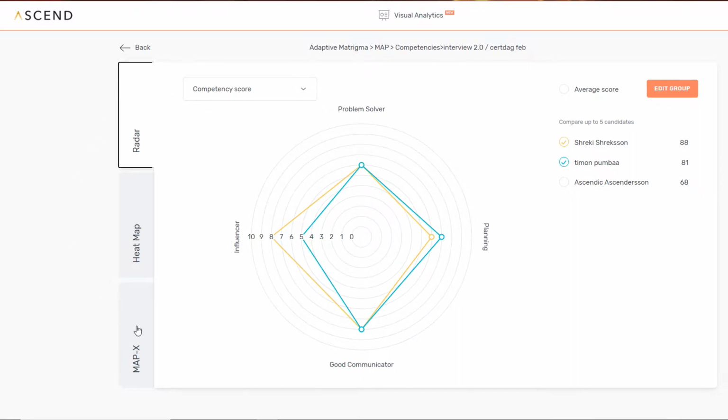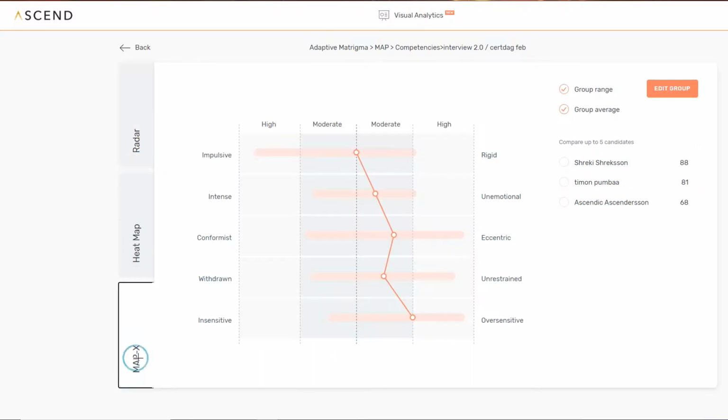And if you look at this picture here, we've seen this before. We have the three candidates. And then at the bottom here we have a new thing called MapX. If you press that one, you get this view. Those of you who are familiar with MapX know that we have the 5 scales from the Big Five factor model with different extremes.